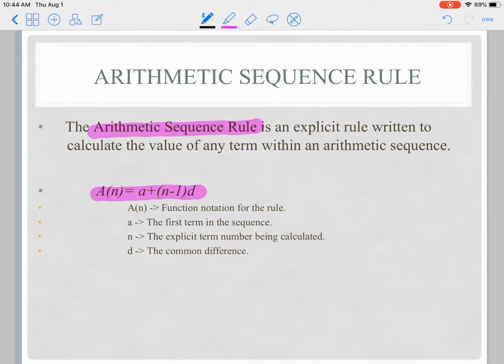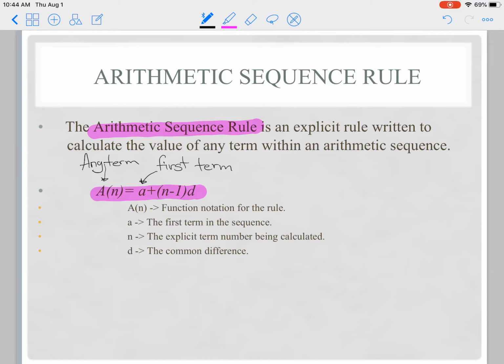In the function notation, they use capital letter A. You could use any capital letter you wanted to. Not sure why they use A. I use A and say that it means that you're going to find any term. So they use capital letter A to find any term. The lowercase a right here is the first term. That's the first term of our sequence.